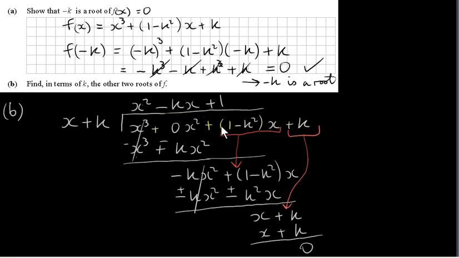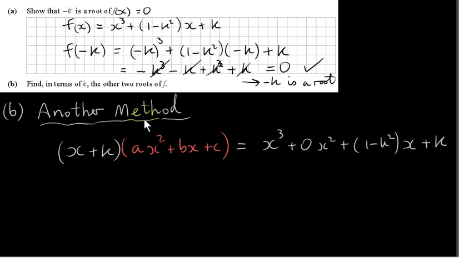So we factorized f of x into two factors, a linear factor x plus k and a quadratic factor x squared minus kx plus 1. Now here is another method for finding the quadratic factor. From the factor theorem, the linear factor is x plus k, and if we multiply x plus k by a quadratic factor in x, we have to get f of x.